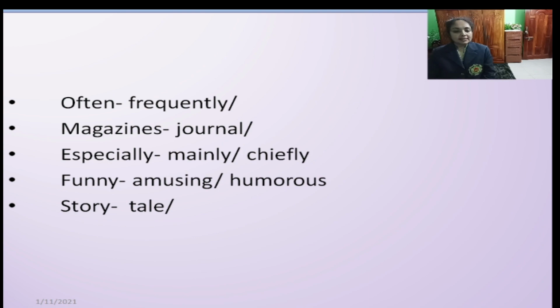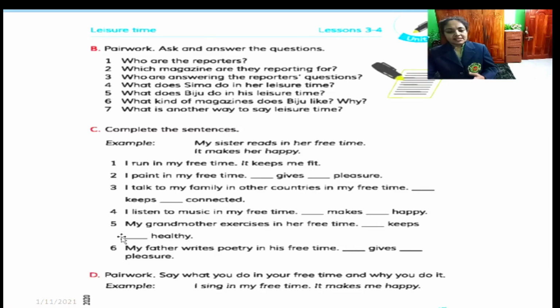Often, frequently. Magazines, journals. Especially, mainly, or chiefly. Funny, amusing, humorous. Story, tell. Yes, please now open at page number 15.